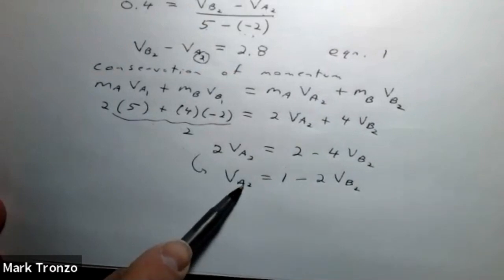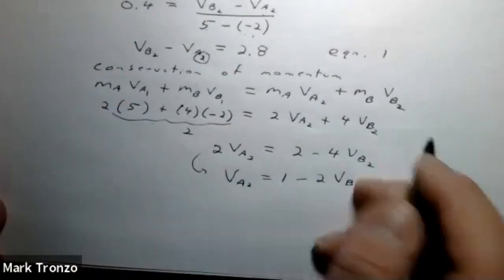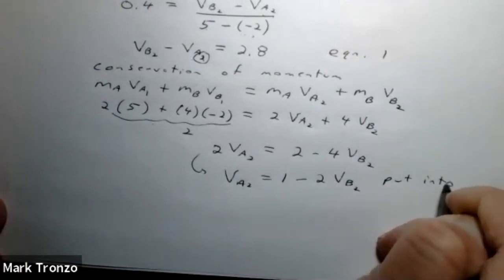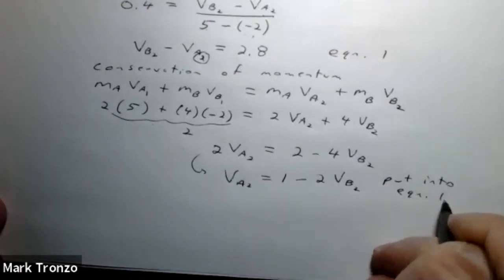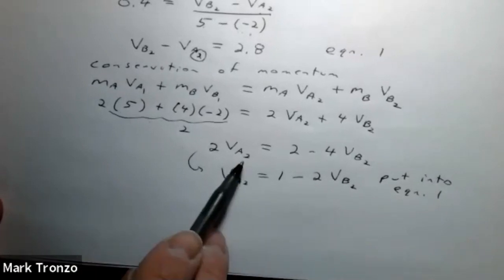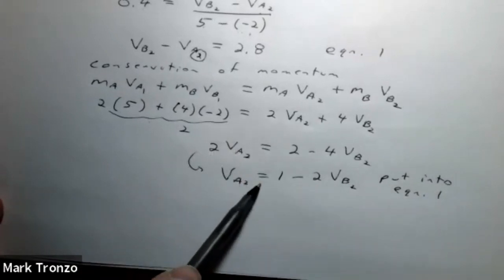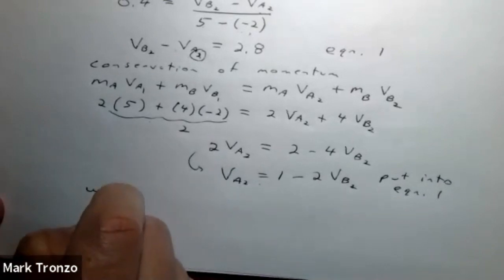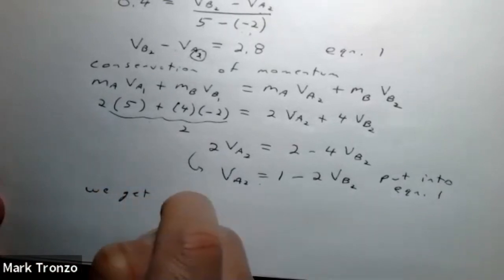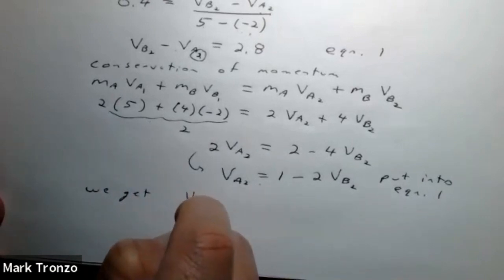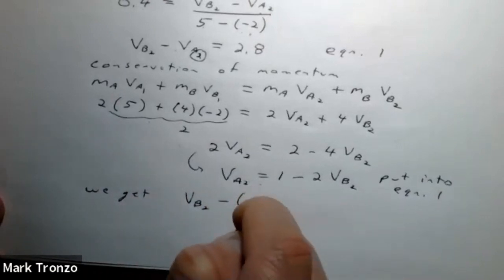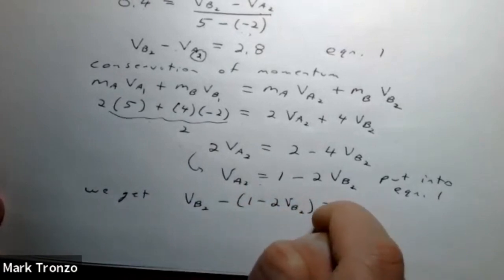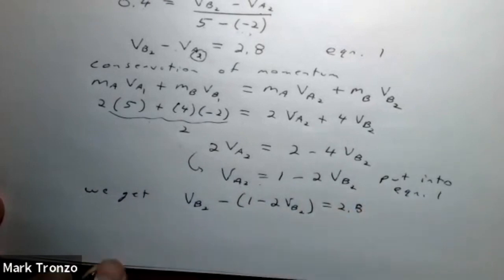So now we can put this back into equation 1. When we do that, put this back up into here, we get VB2 minus (1 minus 2VB2) equals 2.8.